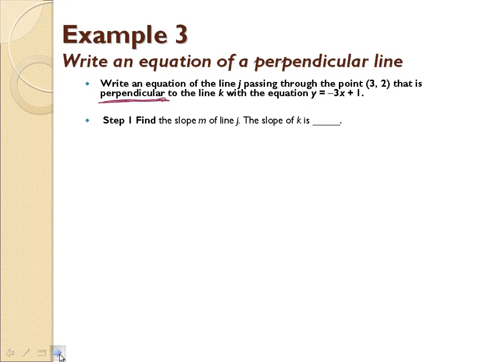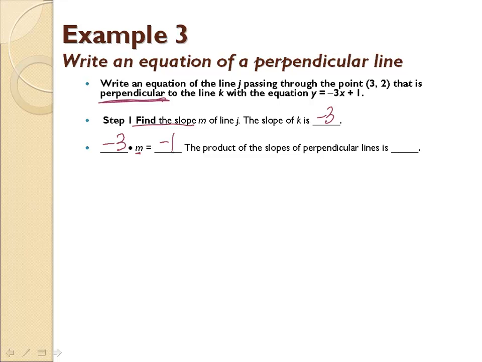So again, step 1 is still find the slope of our line. So the slope of the line they give us is -3. They're not parallel though, so they don't have the same slope. So we've got to think the slope of the line times the slope of our new line has to equal -1. So if I solve this for m, I would divide both sides by -3. So m equals negative over negative is positive, and my slope is 1/3.